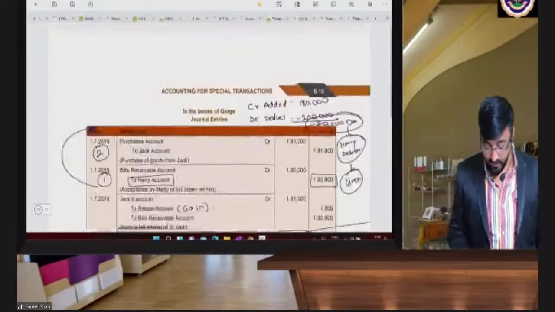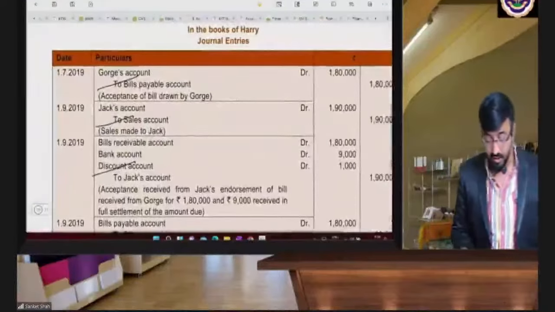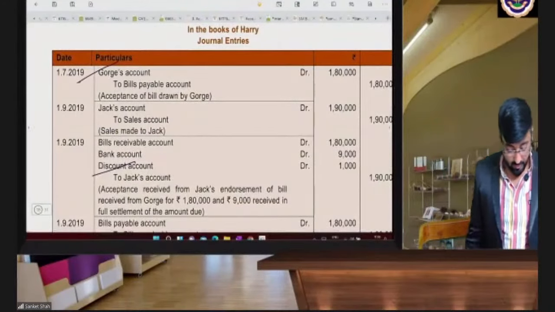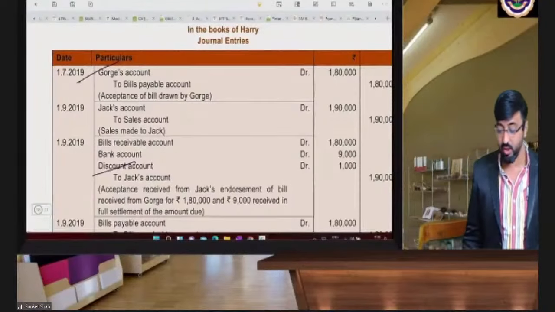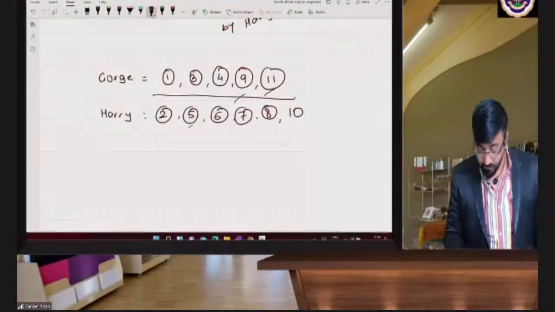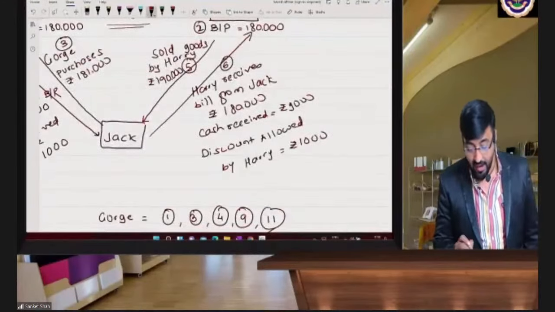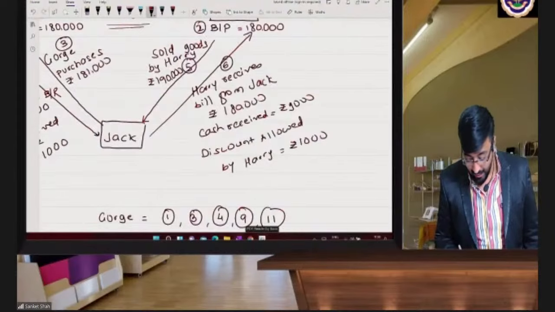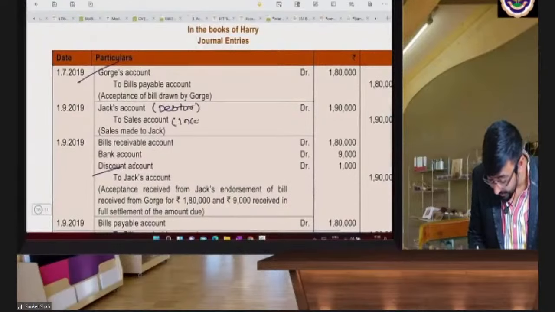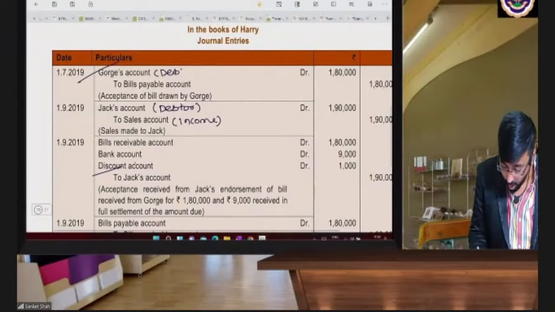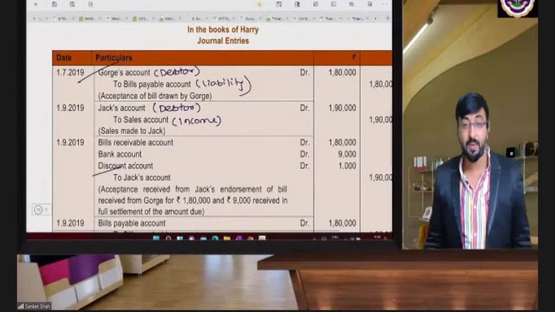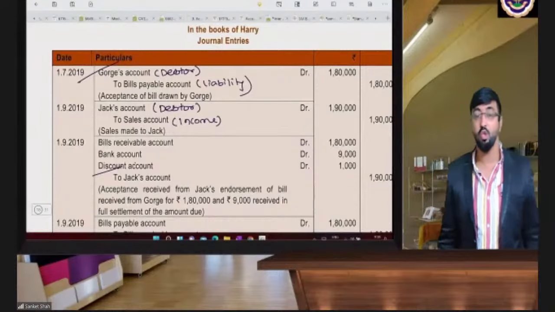Now the first entry is Harry's bills payable entry. Harry accepts the bill, so George account debit to bills payable. Very good. Second entry. Now the 5th one is sold goods by Harry. So the 5th one is Harry sold goods to Jack. So Jack account debit to sales. Jack is a debtor and sales is an income. Here George is a debtor and bills payable is a liability. So the first entry you understood, George account debit to bills payable.